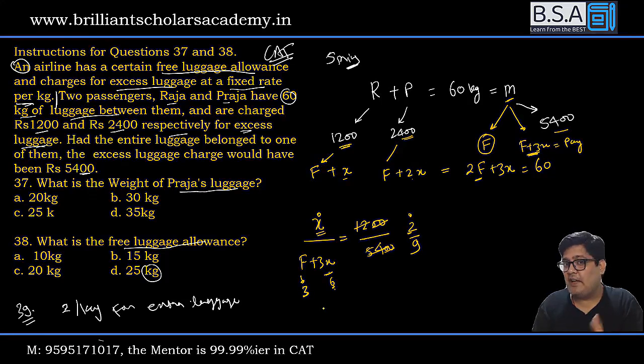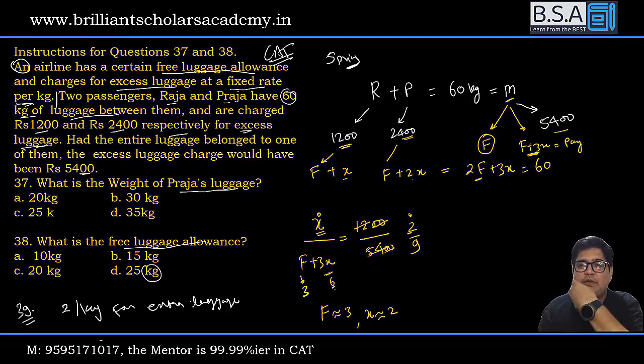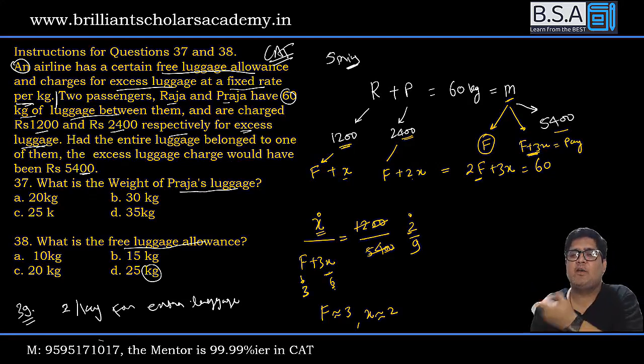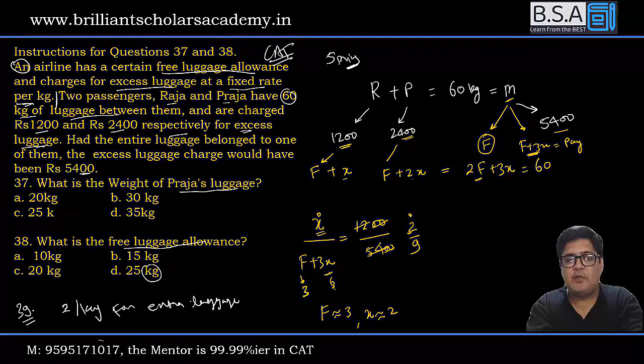Listen carefully, F is equivalent to 3, X is equivalent to 2. Did you understand anything so far? Did you understand the proportionality so far? Or you can say F upon X is equal to 3 upon 2. Did you understand that part?